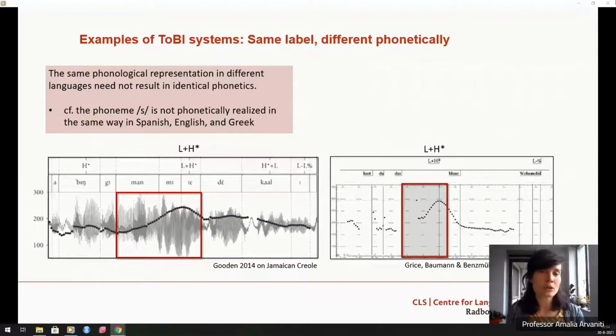Considering these pitch contours, what we would expect to have in common in this bitonal pitch accent with the low and the high tones is that there's a point where the pitch is relatively low and a point where the pitch is relatively high. And that's what we do observe in both of these examples, though the exact nature of the rise is different.